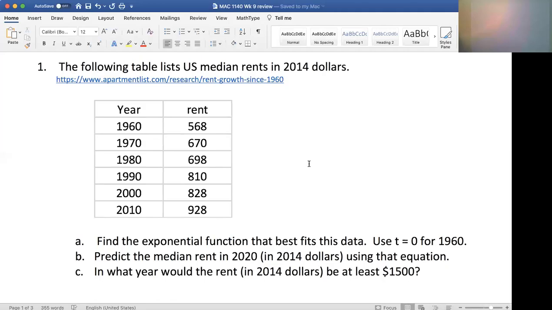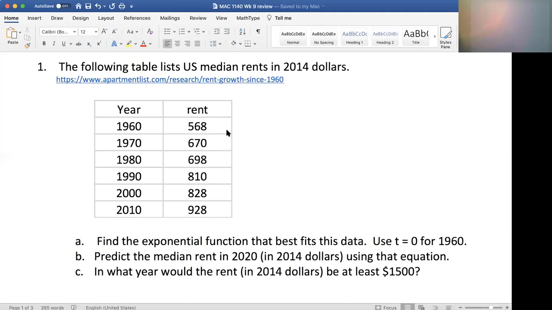So this question gives us U.S. median rents in 2014 dollars, starting in 1960 and ending in 2010. Just a point of clarification here, you may believe that these numbers reflect inflation. They do not. In 1960, the median rent was not this high. It was quite a bit lower. What we're doing is we're considering changes in the cost of living and converting those dollars to 2014 dollars.